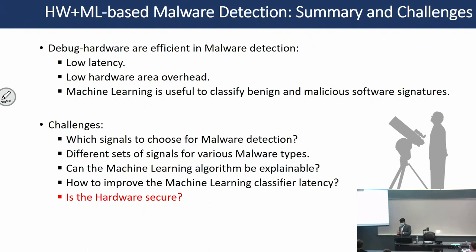Currently, we are just using the post-silicon signals for malware detection. But what if you are given a budget of selecting more signals? Which signals will you choose? Will you use different signals for different malware types? Like, will you use a set of signals for virus, a set of signals for worms?